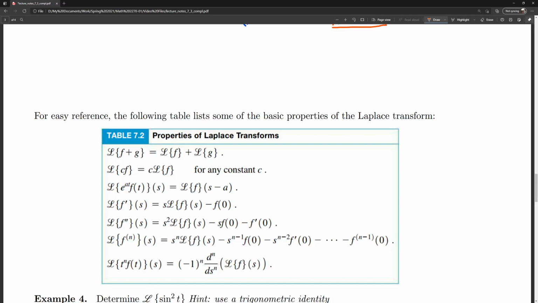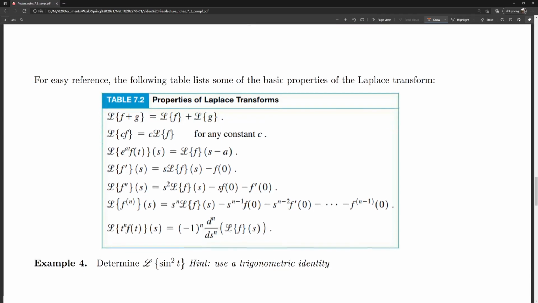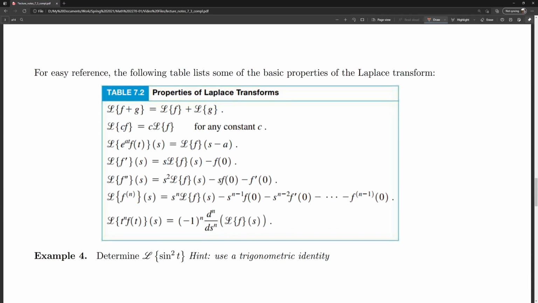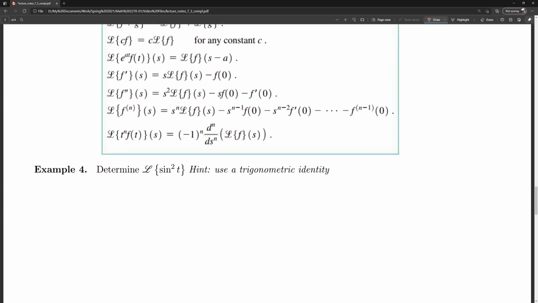So this is theorem 4, and this is a special case of theorem 5, and this is the general case of theorem 5. And then we also just did an example where we use the fact that the Laplace transform of t to the power n times f of t, evaluated at s, is negative 1 to the power n times the nth derivative with respect to s of the Laplace transform of f.